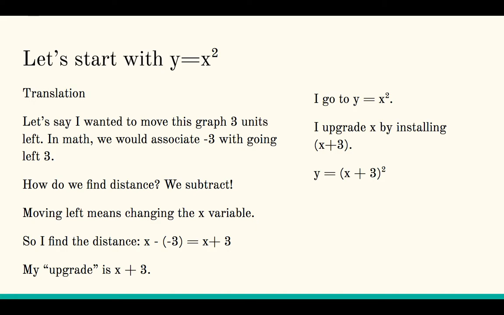That's it. Now, if you are wondering if that really worked, feel free to pause right now, pull up Desmos, graph y equals x squared, and then graph y equals x plus 3 quantity squared. You should notice that the second parabola is shifted 3 units left from the original.